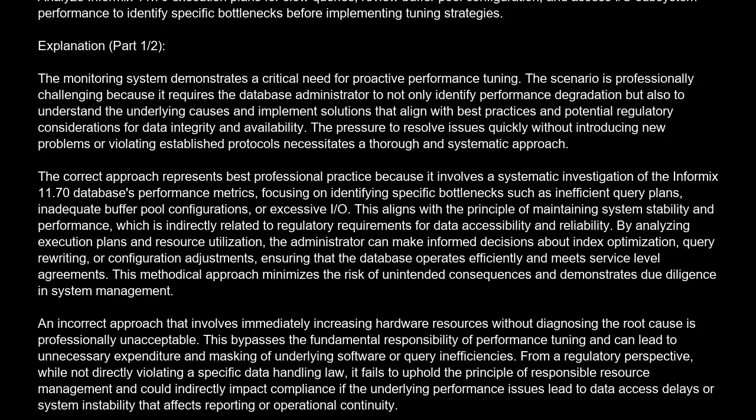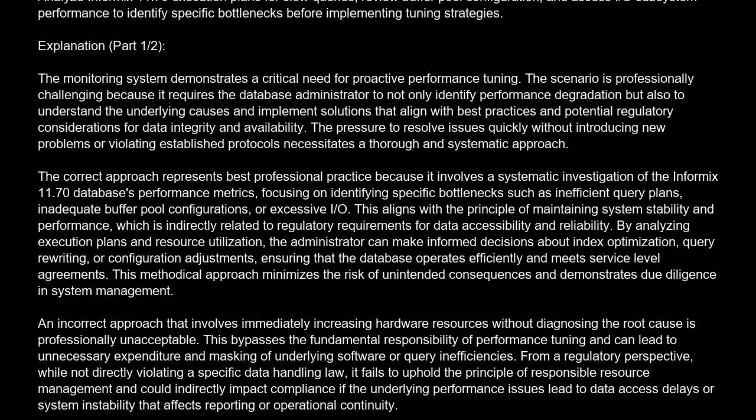The scenario is professionally challenging because it requires the database administrator to not only identify performance degradation, but also to understand the underlying causes and implement solutions that align with best practices and potential regulatory considerations for data integrity and availability. The pressure to resolve issues quickly without introducing new problems or violating established protocols necessitates a thorough and systematic approach.